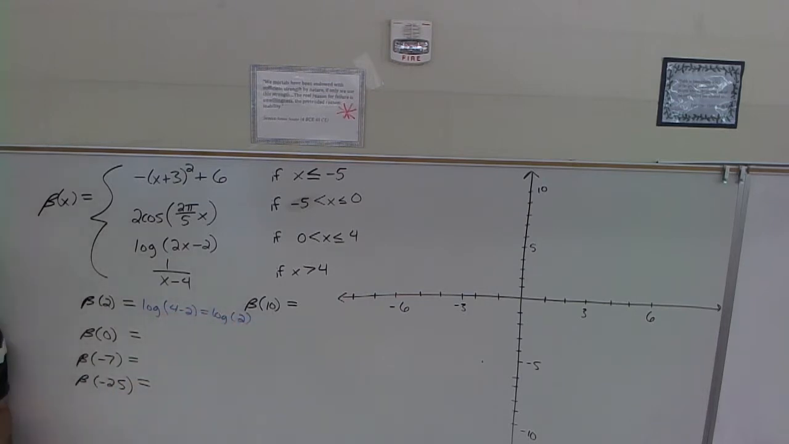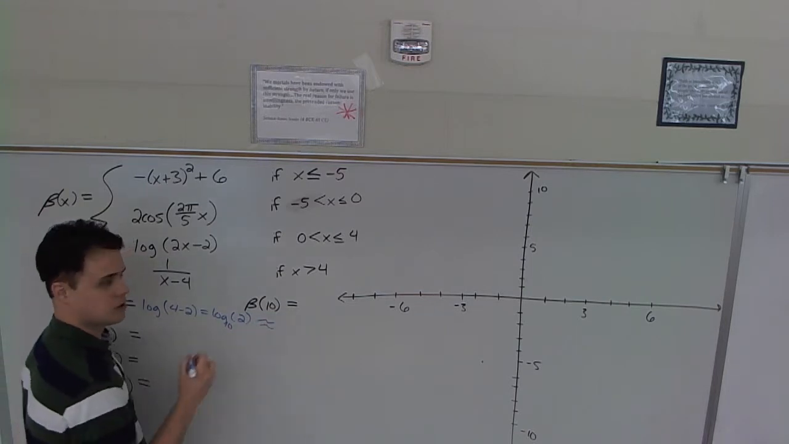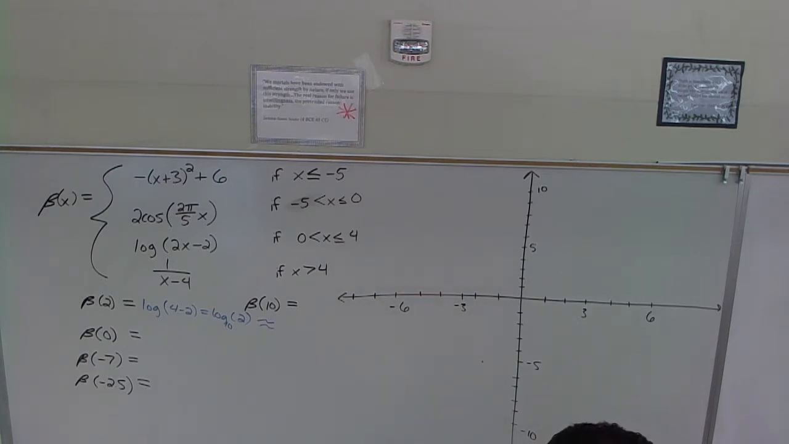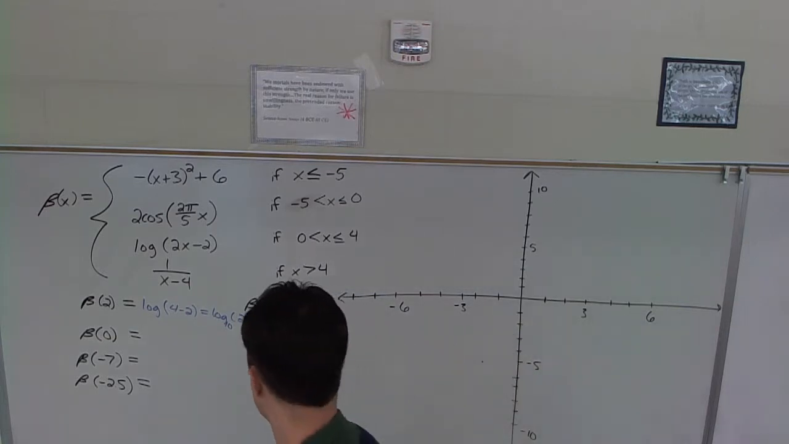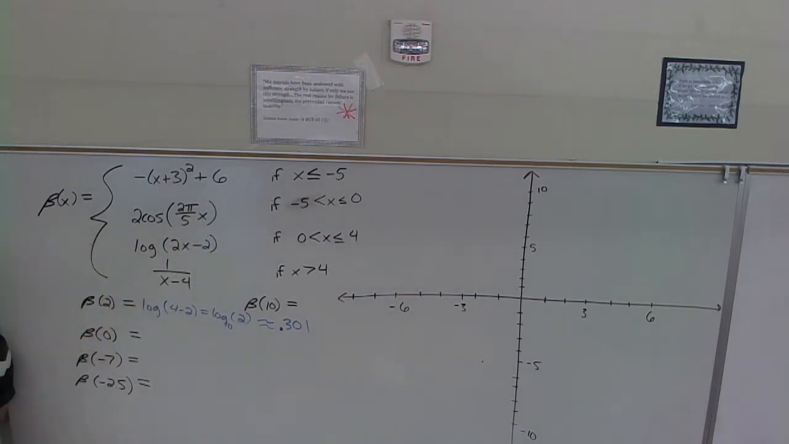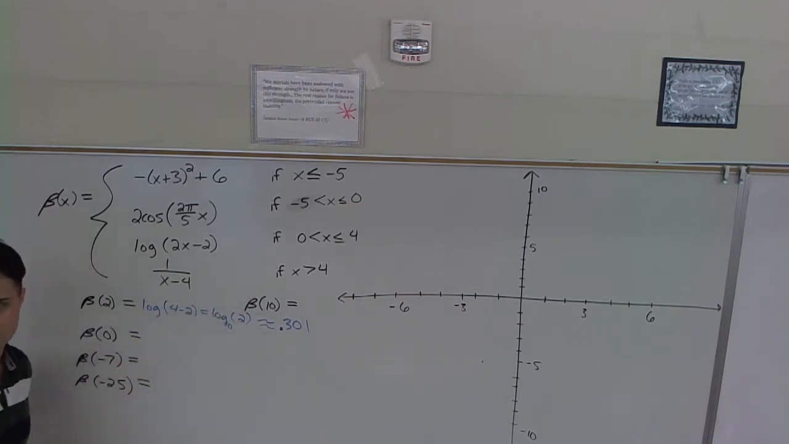What's the base of the logarithm if it's not specifically noted? It's 10. I don't know 10 to what power is 2. I'm going to have to use my calculator. You guys put it in your calculator. What is log base 10 of 2? I got about 0.301. That makes sense that it's less than 1, because if this was 10, the answer would be 1, right? 10 to the 1 is 10. So it makes sense that it's less than 1.